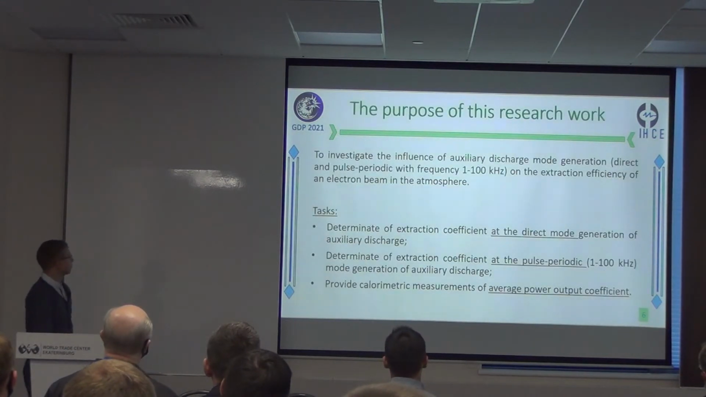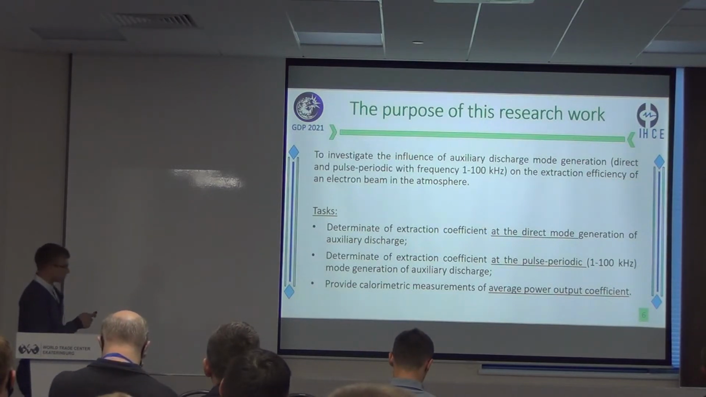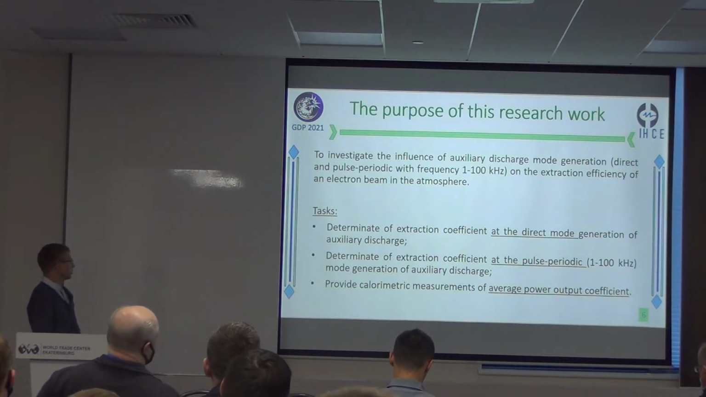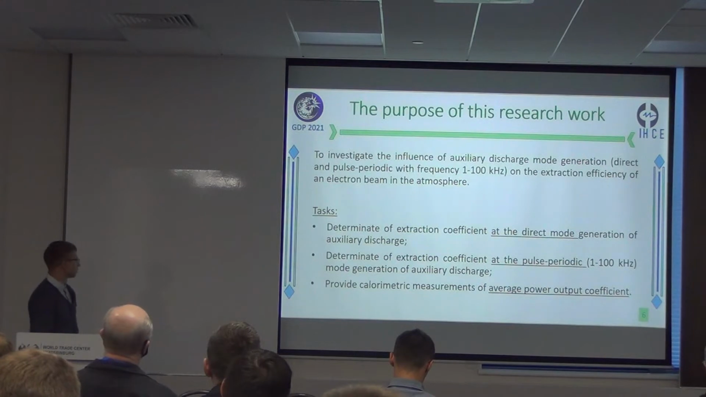So, the purpose of this research work was to investigate the influence of auxiliary discharge generation mode, direct and pulse periodic with frequency up to 100 kHz, on the extraction efficiency of the electron beam in the atmosphere. The second task was to determine the extraction coefficient at the direct mode and at the pulse periodic mode of auxiliary discharge generation, and to provide calorimetric measurements of average power output coefficient.